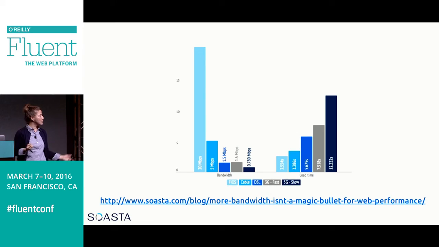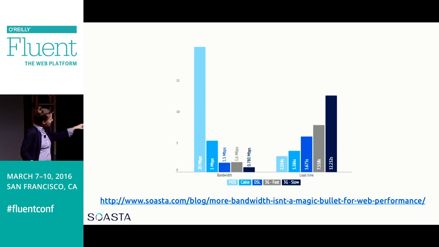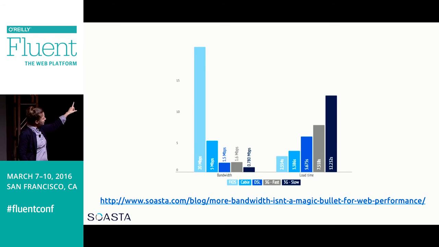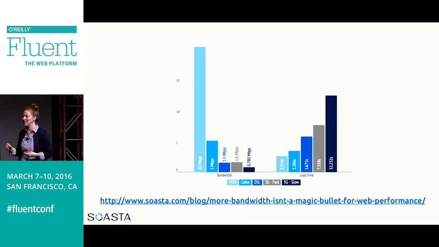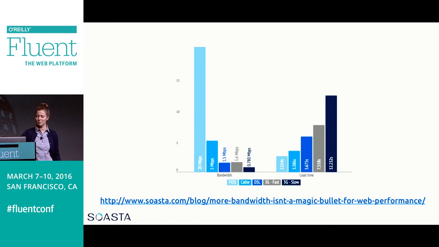I revisited Mike's study recently, which tested whether bandwidth is a magic bullet for web performance. I don't know if you can make out the numbers there, but the light blue bar at the far end is the 20 megabit per second download times, and the slightly darker bar is the 5 megabit per second download times. If you see the load time improvements on the other side, the difference between 5 and 20 megabits per second, according to synthetic tests, is about a 0.8 second improvement. So it's nice, it's good, but it's not going to rock anybody's world.